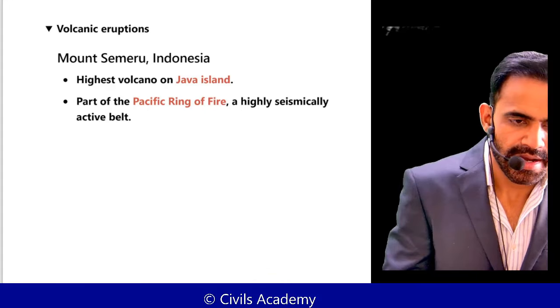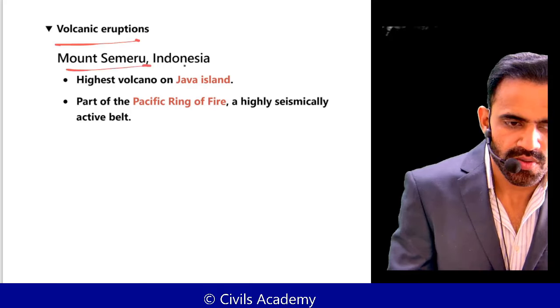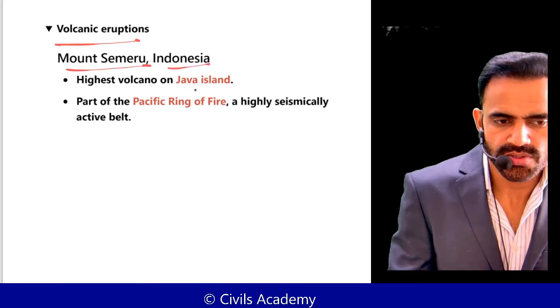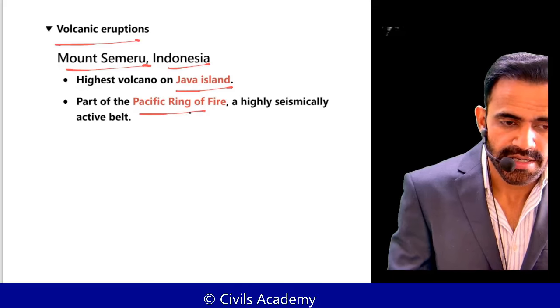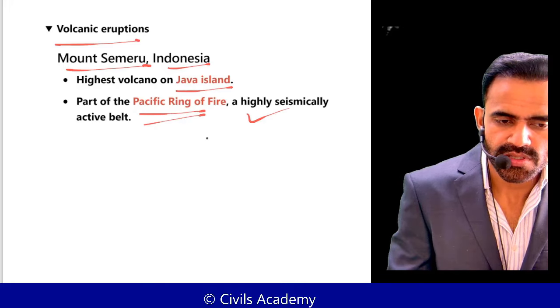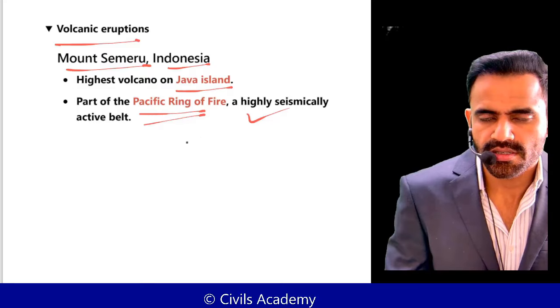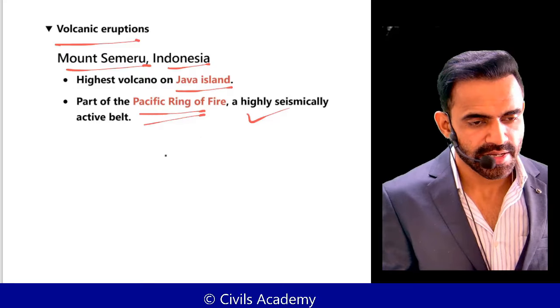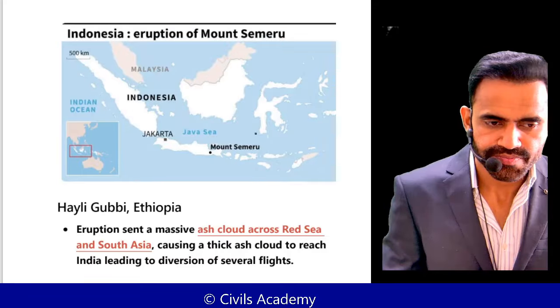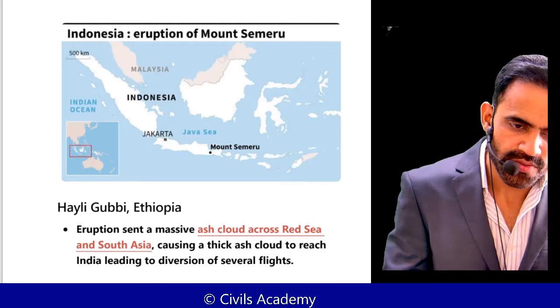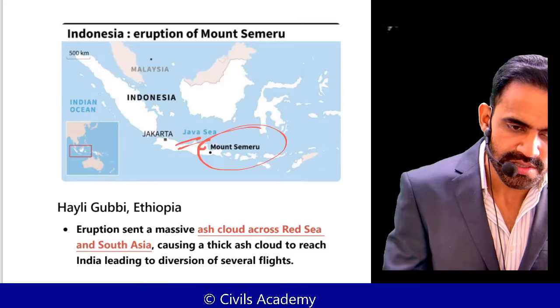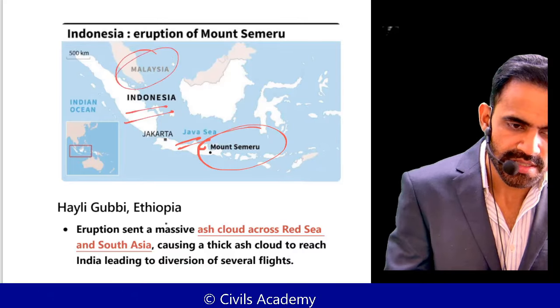And last is related to volcanic eruption. Mount Semeru in Indonesia was in news because of a volcanic eruption. It is on Java Island, and it is part of the Pacific Ring of Fire, which is highly prone to earthquakes and volcanic eruptions. And this is the geographical location of Mount Semeru. This is the Java Sea. This is Malaysia. This is Indonesia.